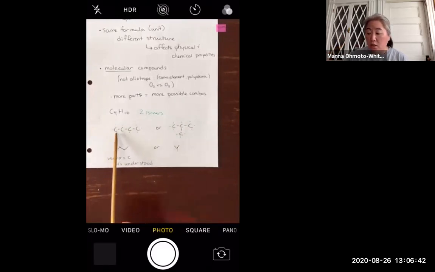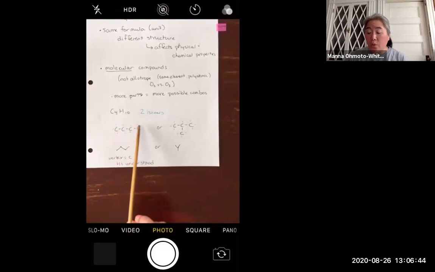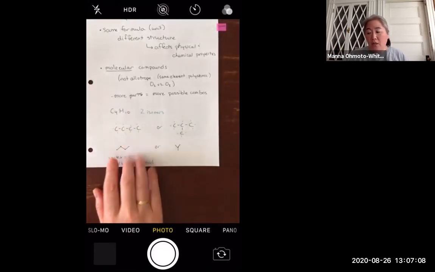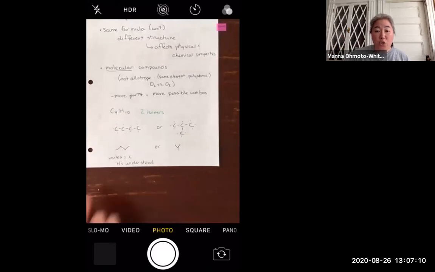Here I've drawn green dashes to show where the hydrogens would be placed, just to show you that there are still 10 hydrogens. But usually we don't even draw that. Sometimes we just draw a line structure in which each vertex is a carbon and the hydrogens are understood. So this would be drawn as this, and this would be drawn as this. Now with isomers, the more parts that you have, the more possible combinations you're going to have. So C4H10 has two isomers.